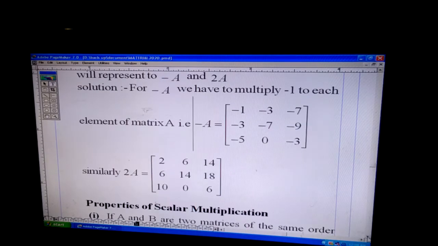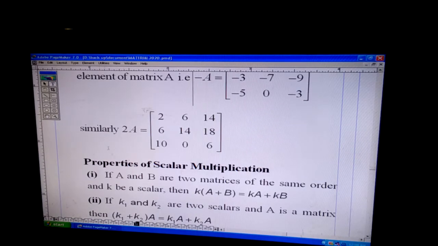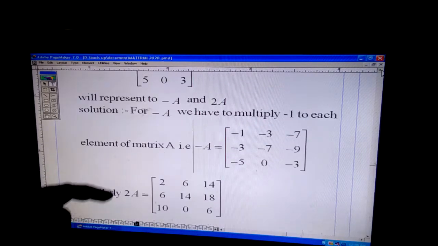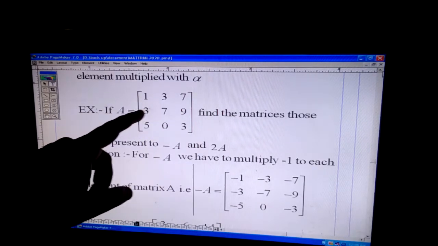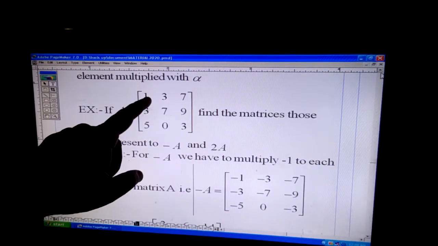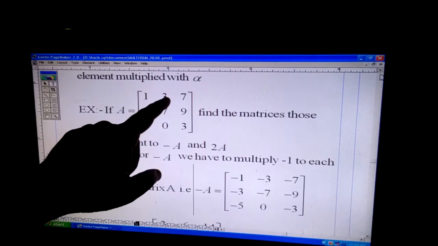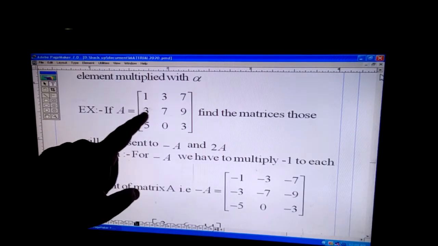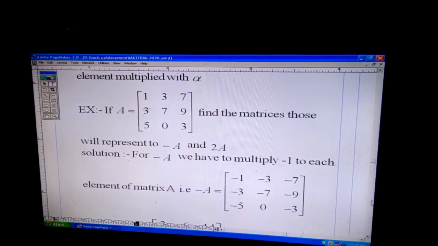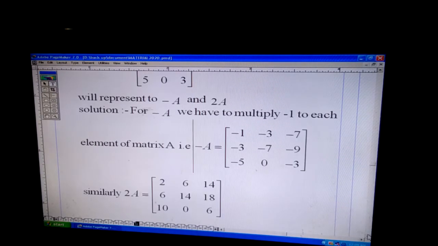Similarly, for this matrix, we can find 2A. The elements in A are 1, 3, 7, 3, 7, 9, 5, 0, 3. So 2A equal to 1 into 2, which is 2, 6, 14, 6, 14, 18, 10, 0, 6. This is your scalar multiplication.